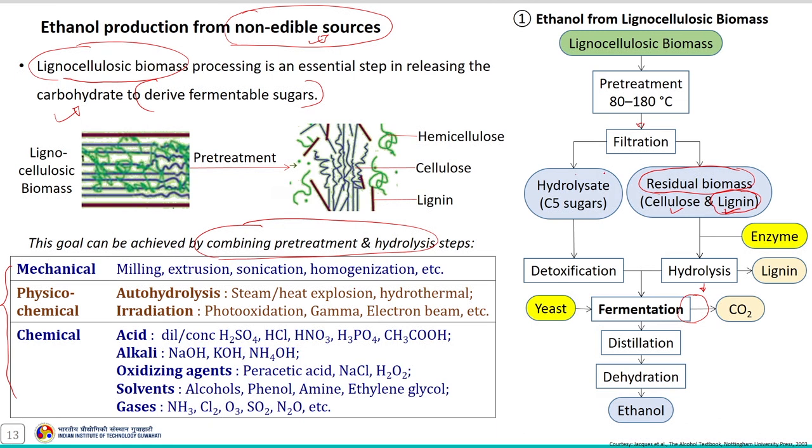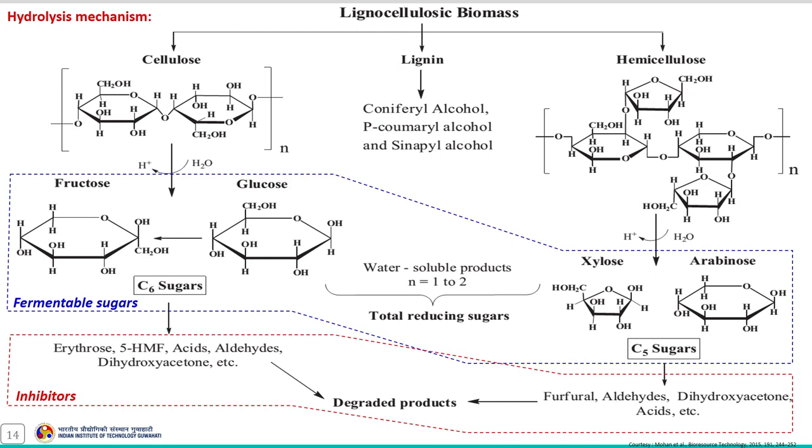And the hydrolyzed fraction obtained here, that is mostly a C5 sugar, is detoxified to remove the toxic component and other inhibitory components present in the hydrolysate, and the detoxified fraction is fermented in a separate fermenter to produce ethanol. And this scheme here represents the mechanism of hydrolysis of the lignocellulosic biomass.